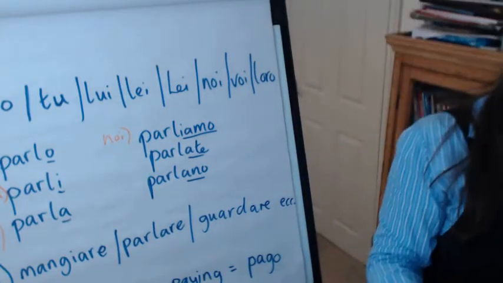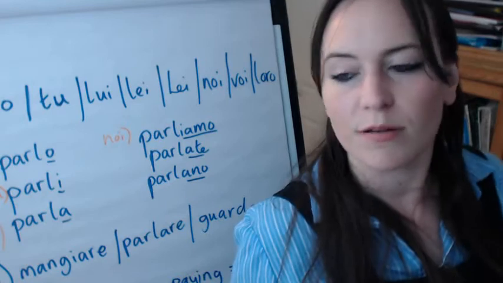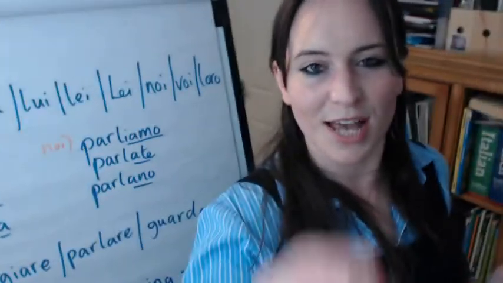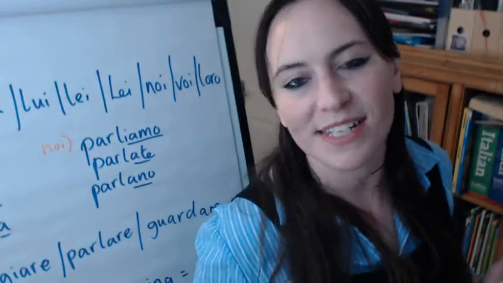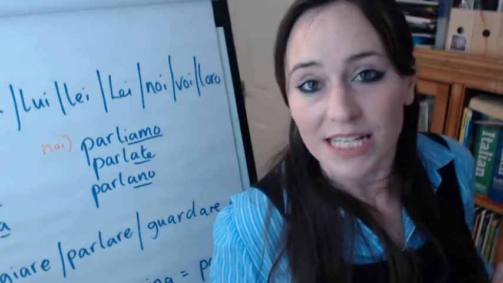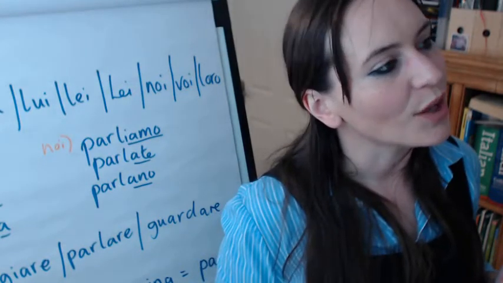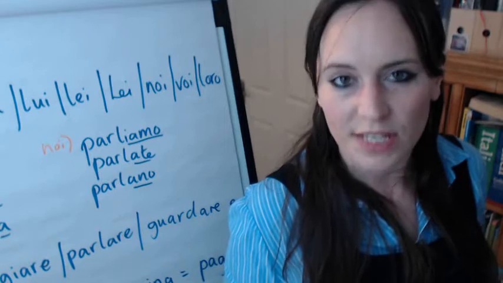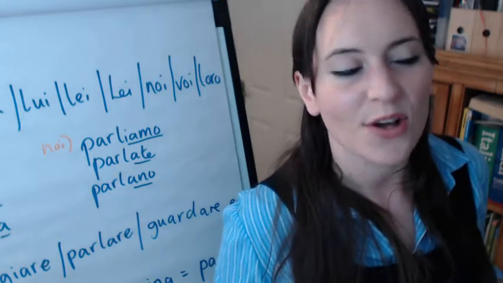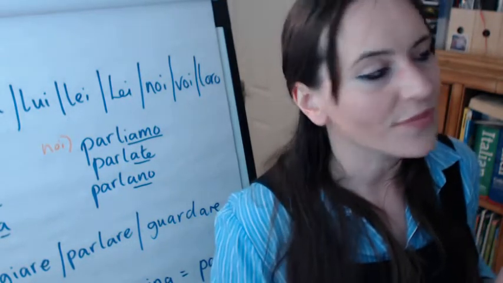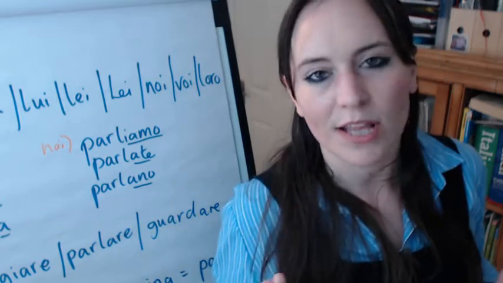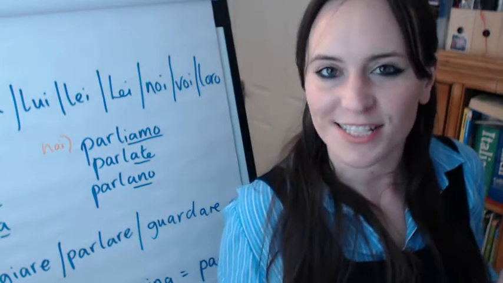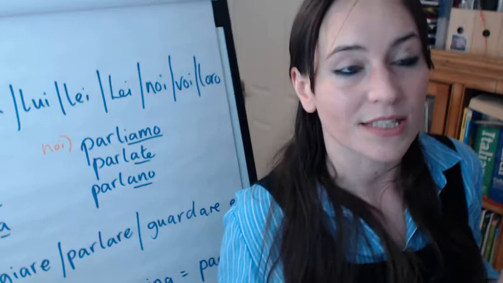So for example, let me think of some verbs. Mangiamo. Mangiamo una pizza. We are eating a pizza. Or we eat a pizza. Guardiamo un film. We are watching a film. Or we watch a film. Ascoltiamo la radio. We are listening to the radio. We listen to the radio.